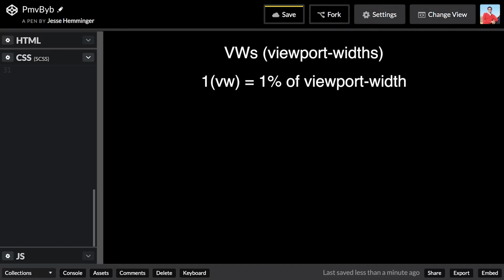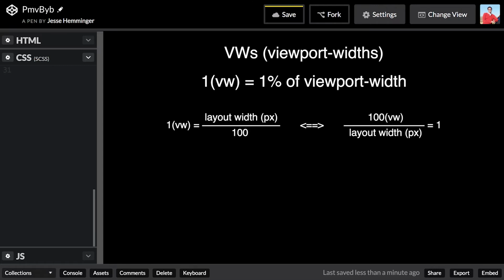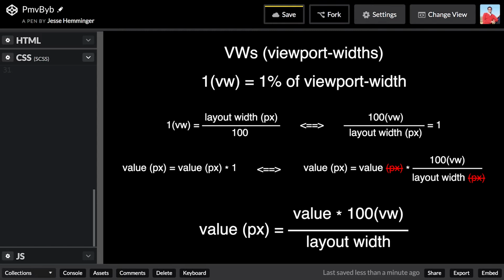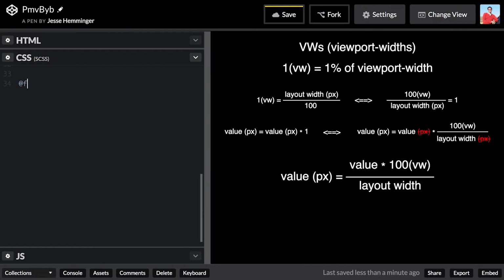So we can write the equation 1 VW equals layout width divided by 100. We can convert that to 100 VWs divided by layout equals 1. And as we know, anything multiplied by 1 is still the same value. So we take our pixel value and multiply it by 100 VWs divided by layout. So now we've got the pixel value we want divided by the layout width in pixels. The pixels cancel out and then multiply by 100 VWs, and we get the VW value equivalent of our original pixel value. We can put that into a Sass function as such.